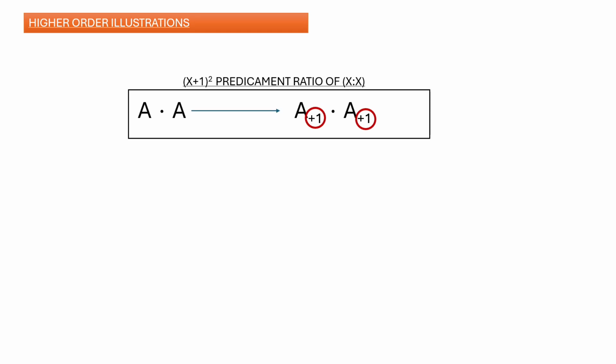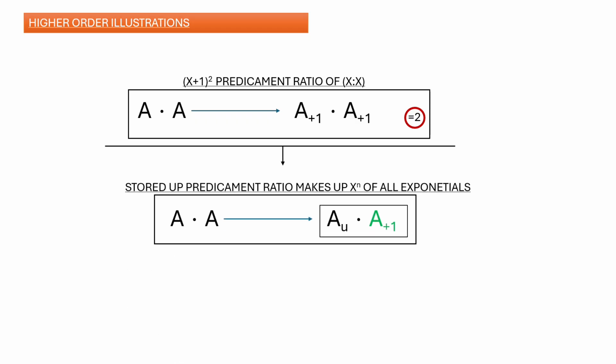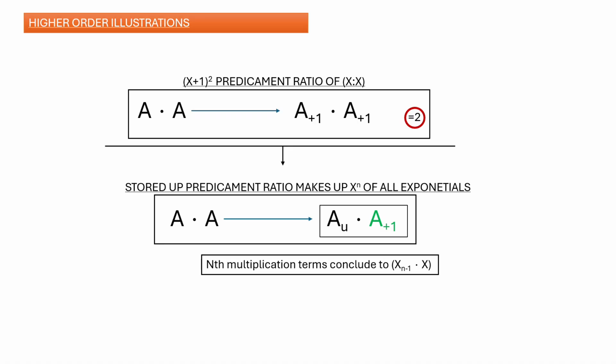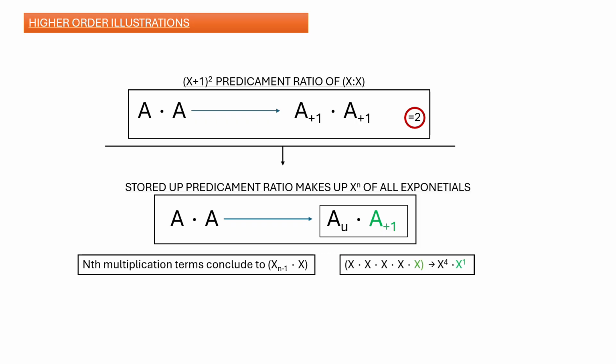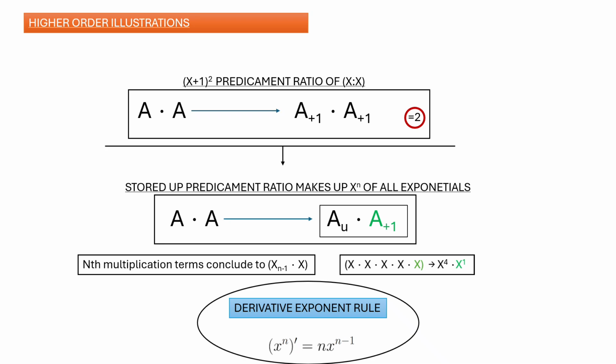Higher order illustrations. We can see here this x plus 1 squared predicament ratio of x to x correctly models the slope of x squared of simply 2x. Now this predicament ratio is the base of all x to the n power exponentials. It models their slope through a times a, as n multiplication terms conclude to n minus 1 x times x. Now we can see an example here of x to the fifth power, simply illustrated as x to the fourth power times x. And so that is how the derivative exponent rule is derived.